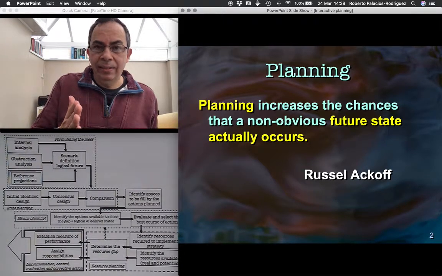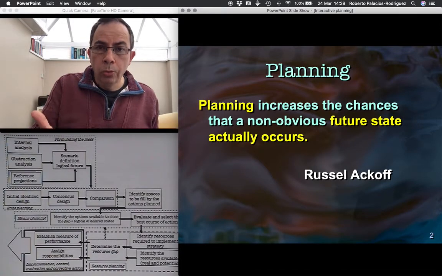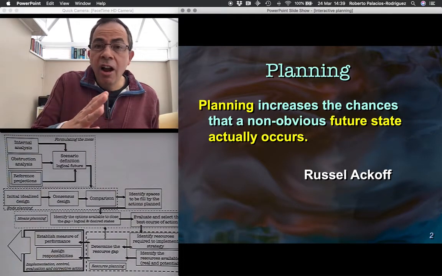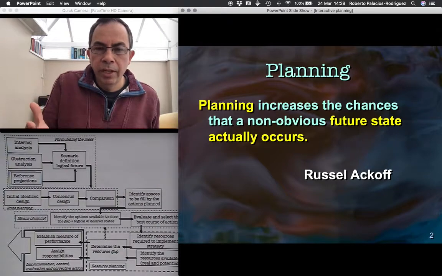You don't need to plan to have a sunrise tomorrow. The sun is going to rise regardless of what you do. You don't need to plan for that one.